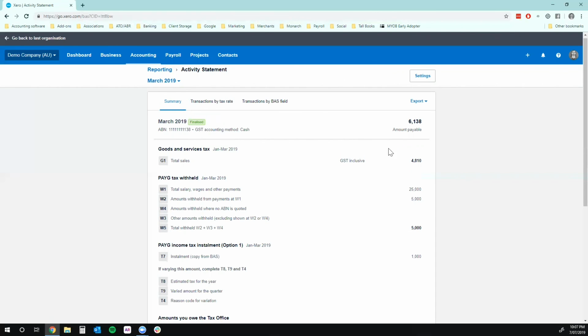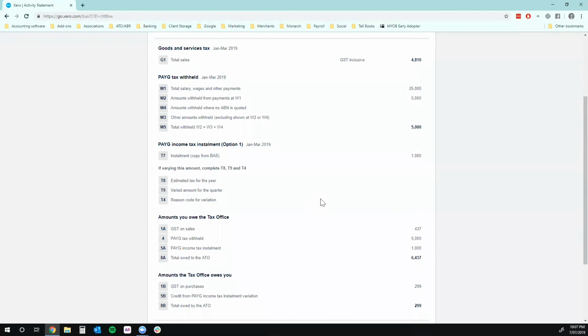Or now you've got this information ready, you can simply log into the business portal and next to each relevant field, enter in the figures from the Xero BAS report. So the actual BAS statement will ask you for total sales, which is this one here, and it will ask you for GST on sales, which is this one here. It's then going to ask you for GST on purchases, which you can see here at 1B. The next step, if you've got employees, will be entering W1 and W2. So they want to know the total wages, which is here, and how much tax was withheld, which is here.